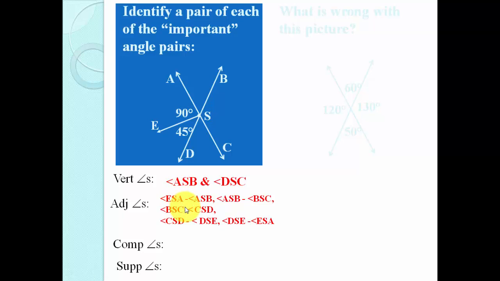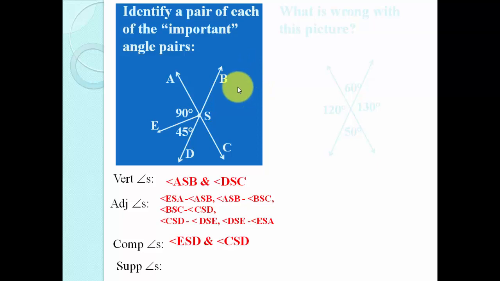Complementary angles. This one may be a little bit more tough to see. The only pair of complementary angles in this picture is angles ESD and angle CSD. Now you may be thinking, Miss Caden, how do you know that angle ESD and angle CSD add up to 90?